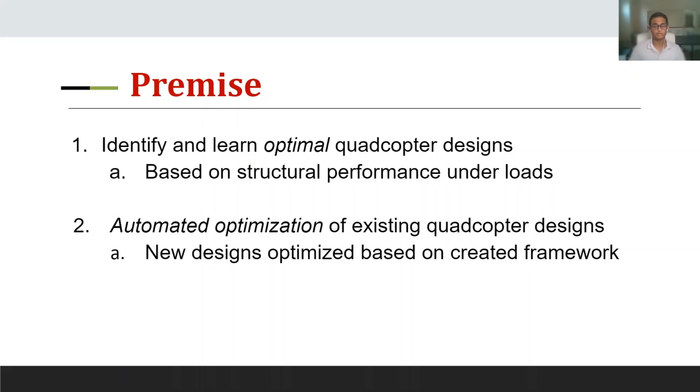So what are the overarching goals of this project specifically? Firstly, using thousands of different data points, we want to find and learn what the optimal quadcopter designs are. This is based on each design's performance under stresses. Secondly, using existing machine learning frameworks, existing quadcopter designs can be altered and thus optimized in an automated fashion. This is based off the existing framework in the previous step.